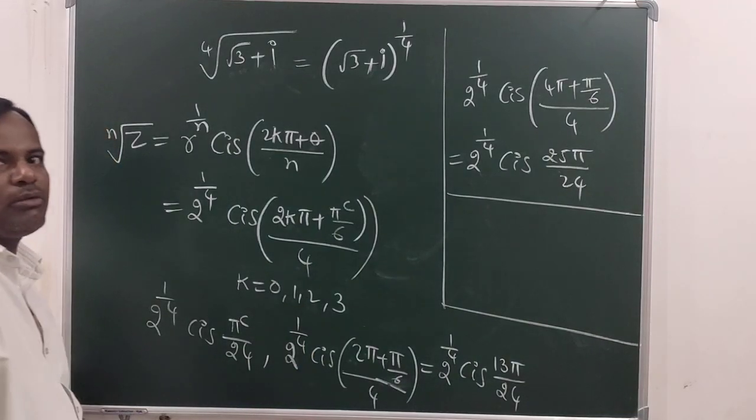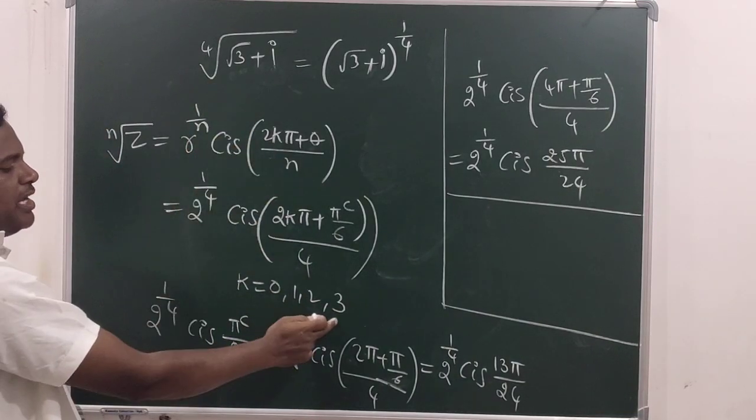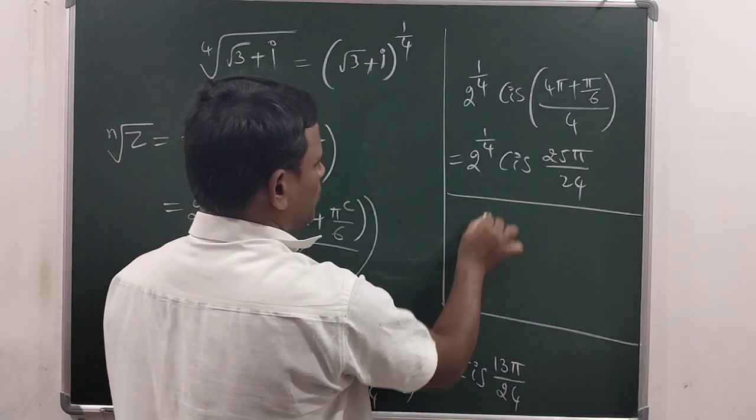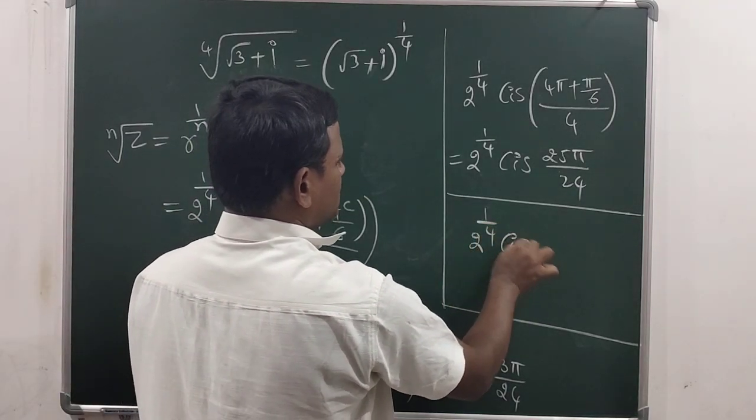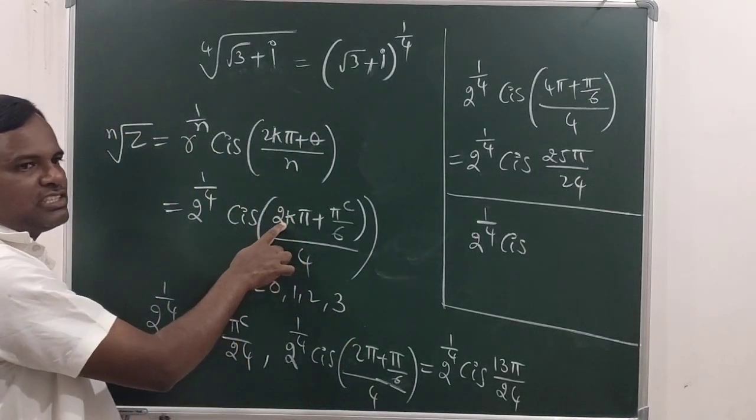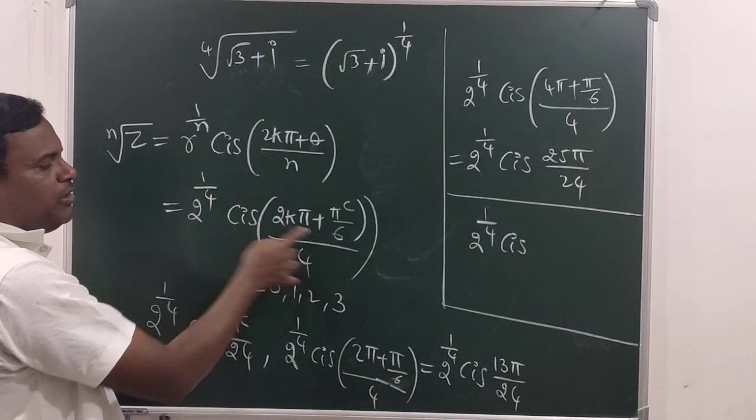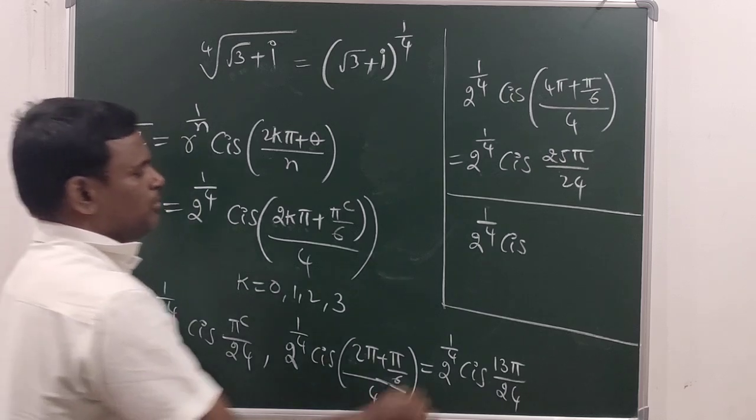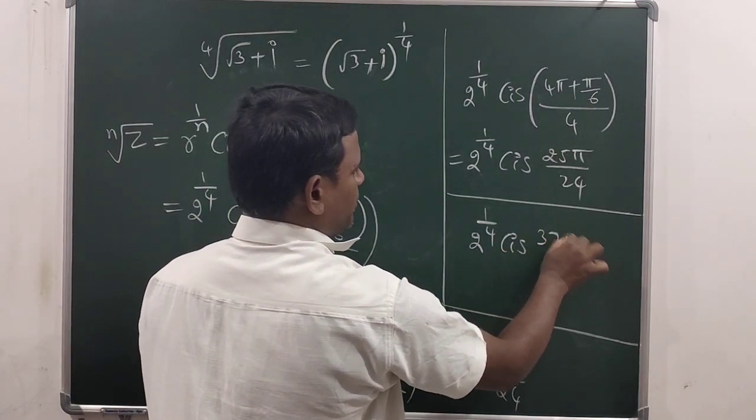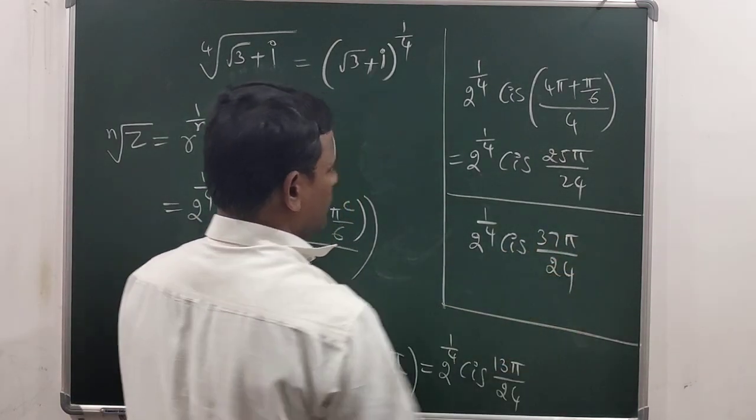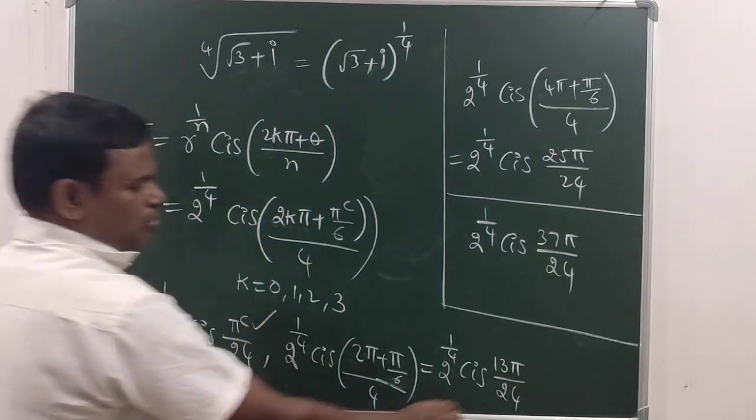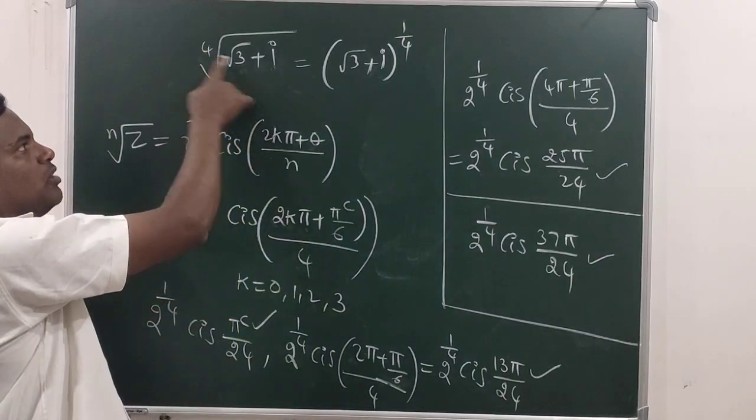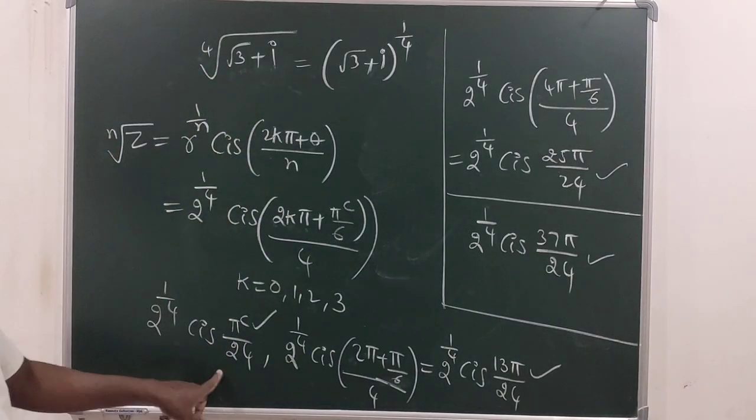Now we are going to write one more root for this by writing k equal to 3. Now k equal to 3, if you write there, 2 power 1 by 4, 6 of 2 3s is 6, 6 pi. 6 pi, when you take cross multiplication, 36, 36 plus pi, 37 pi. So 37 pi by 24. So here 1, 2, 3, 4. Because here fourth root of a complex number, you got 4 roots.